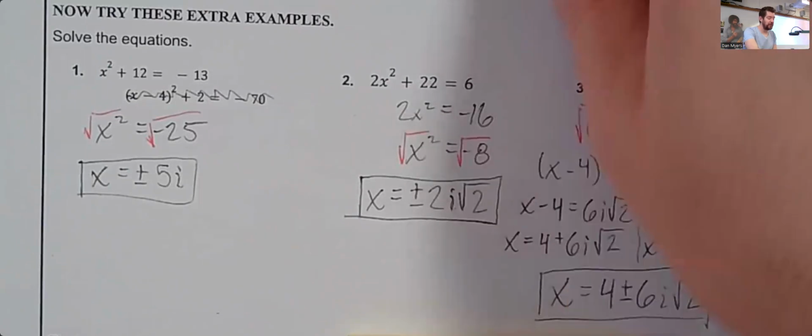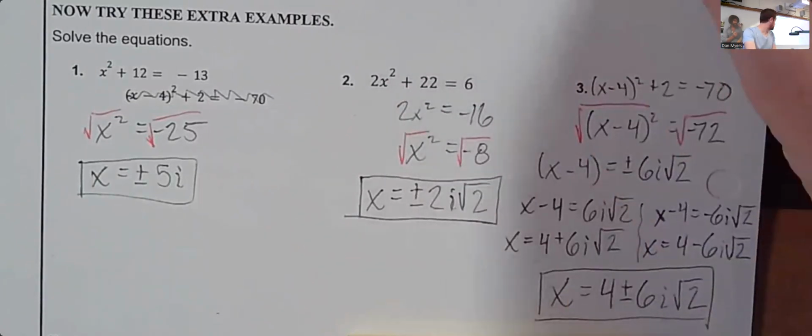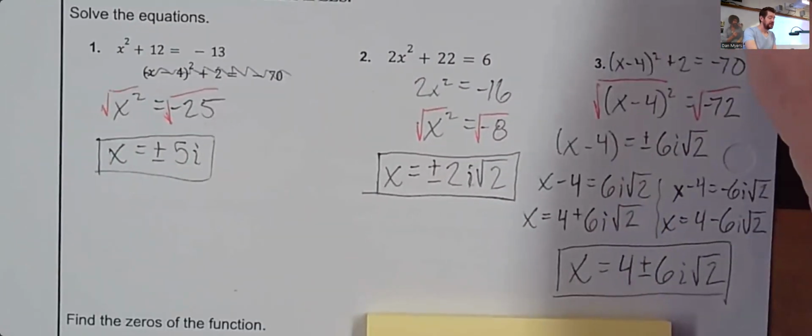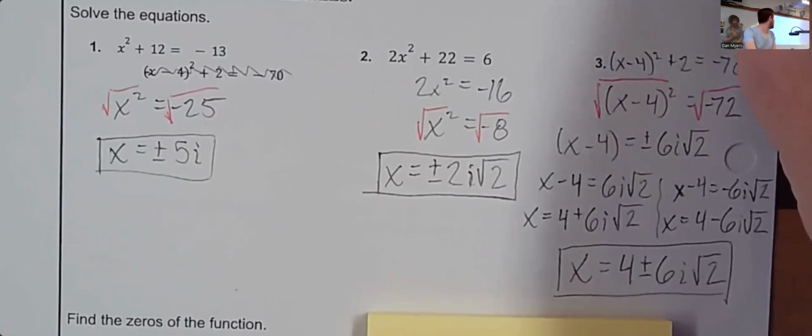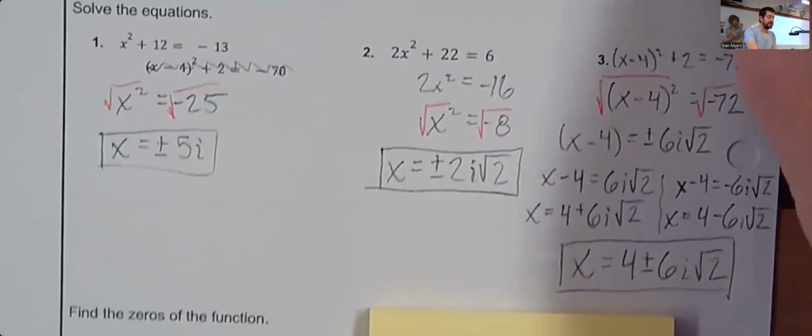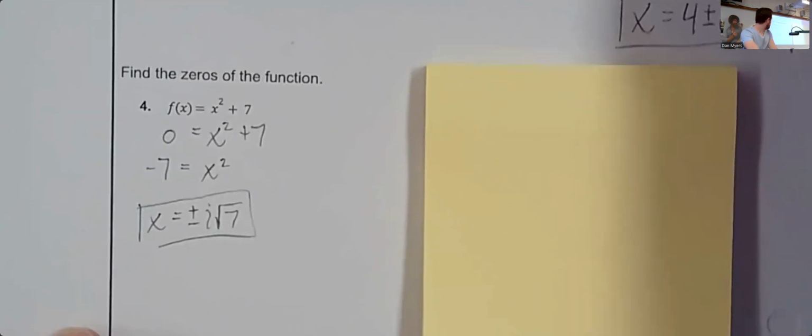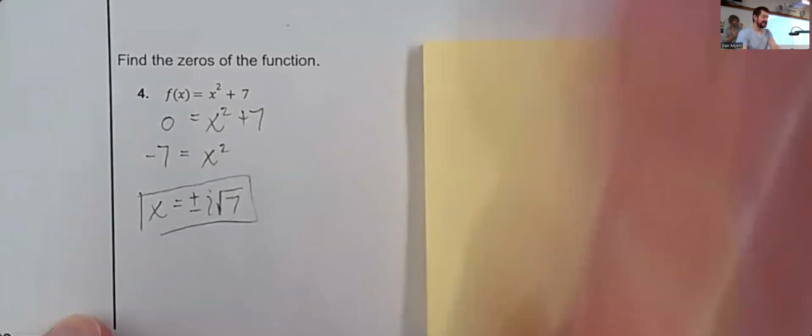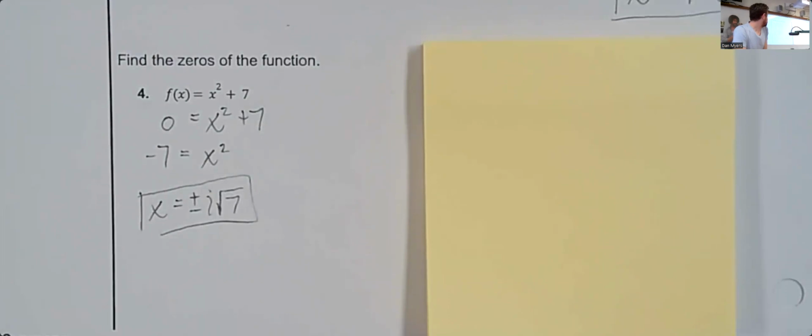How we do on number 4? 4 should have been the simpler of the two. What we get on number 4? Plus or minus i root 7. Cool. So number 4, x is equal to plus or minus i root 7. So you replace f of x with 0, subtract 7 from both sides, square root, get the imaginary unit out of there as i, and then the square root of 7 doesn't simplify. So that's number 4. And then the last one, number 5.